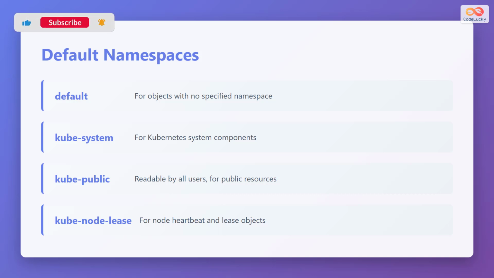When you create a new Kubernetes cluster, 4 default namespaces are automatically created. The default namespace is used for objects that don't have a specific namespace assigned. This is where resources go if you don't explicitly specify a namespace. The kube-system namespace contains Kubernetes system components like the DNS server, metrics server, and other critical infrastructure pieces. The kube-public namespace is readable by all users and is designated for public resources that should be visible across the entire cluster. Finally, the kube-node-lease namespace holds node heartbeat and lease objects that help the control plane detect node failures and maintain cluster health.